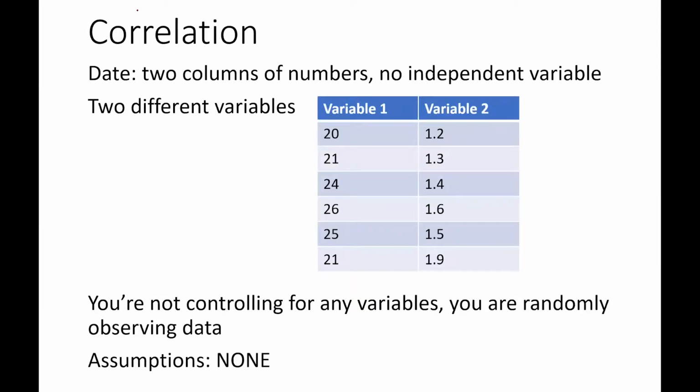For a correlation, there is another typo; it should be data. There are 2 columns of numbers, no independent variable. No dependent variable really either. It's just variable 1, variable 2, because nothing is being controlled for. So nothing is independent or dependent on anything else.